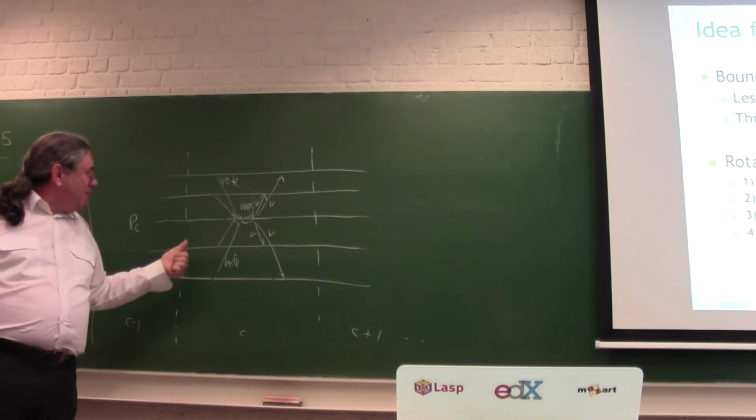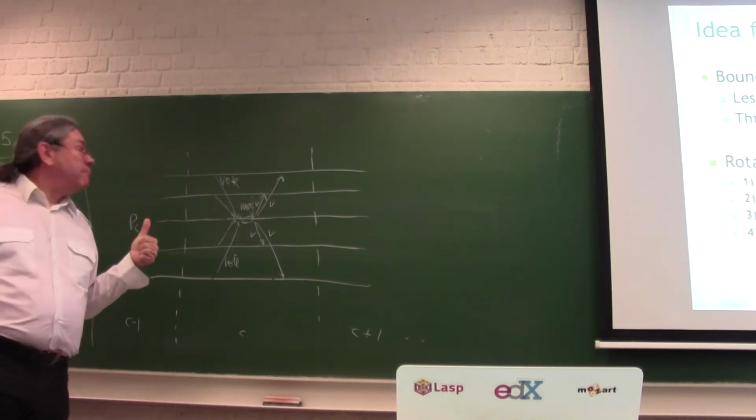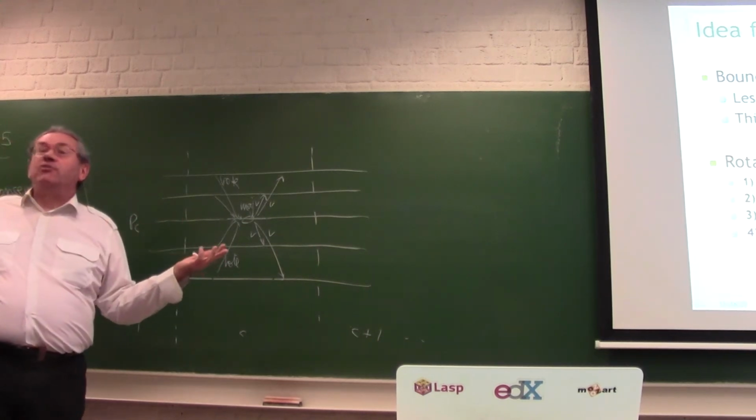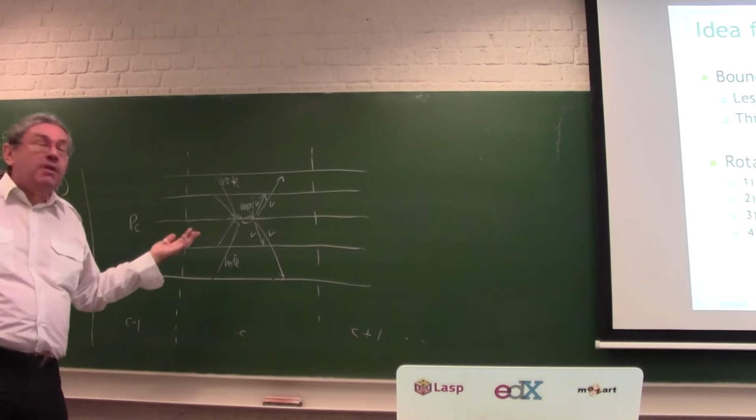But of course, we can make mistakes with respect to failures, and nodes can actually crash too. Fewer than n over 3, but they can crash.